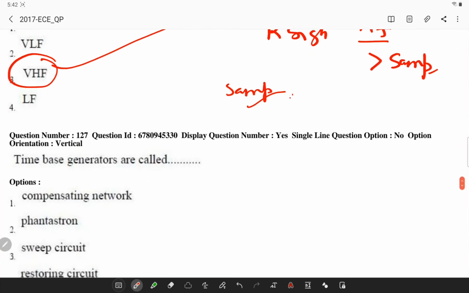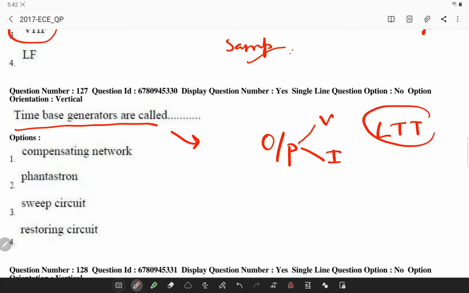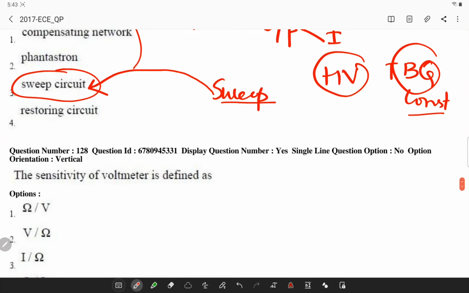Next, time based generators are also called what? See the options. If you understand, in any electronic circuit which generates an output voltage or current waveform, a portion of it will vary linearly with respect to time. So the horizontal velocity of a time based generator must be constant. Hence the voltage is also called sweep voltage, and this is also called a time based generator. So the answer is sweep circuit.